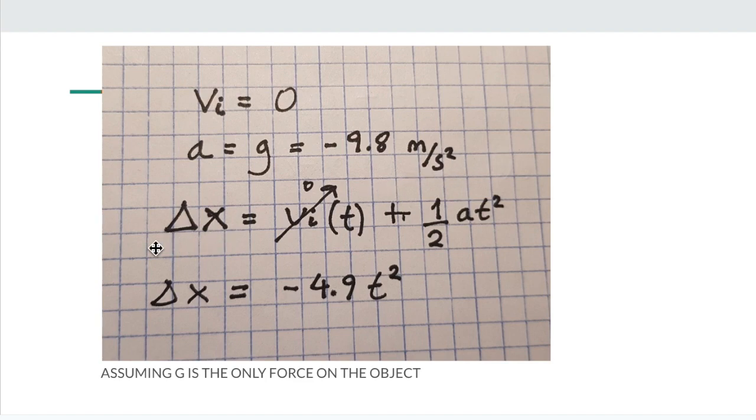Plugging it into the distance equation, we get that the relationship between distance x and time is that the distance is proportional to the negative of time squared, and therefore we are predicting that we're going to get a parabola when there's constant acceleration with no drag force.